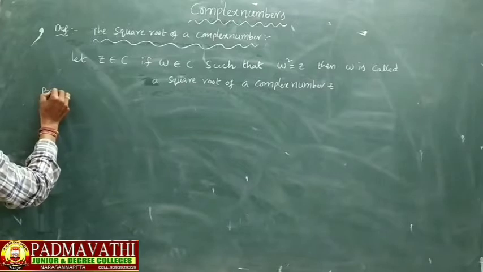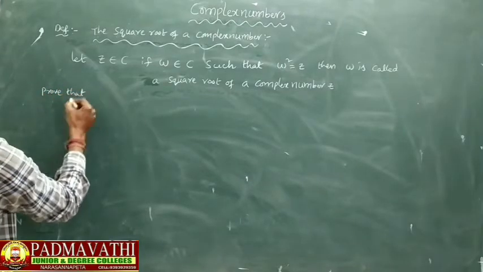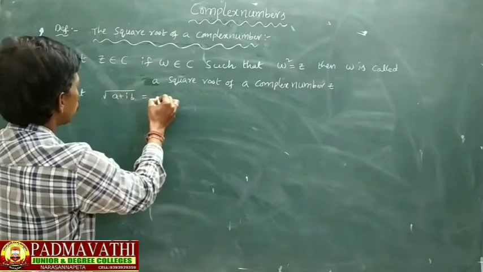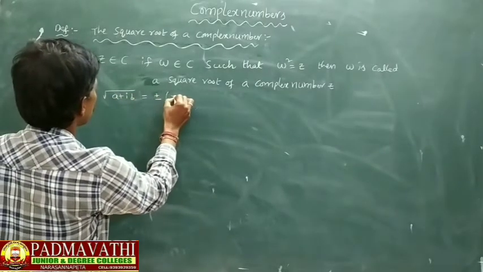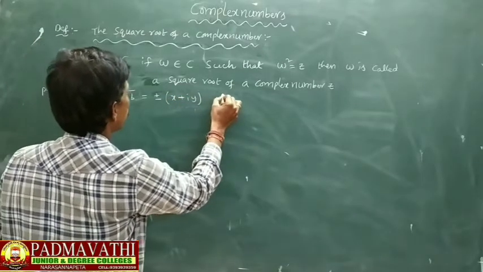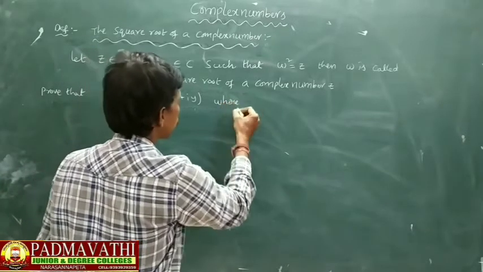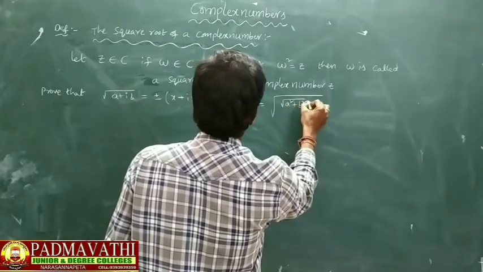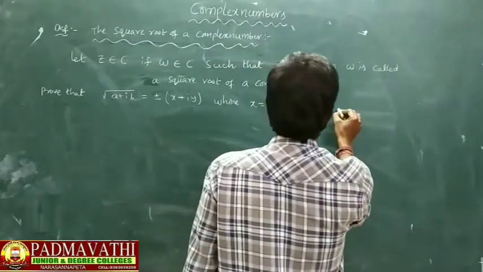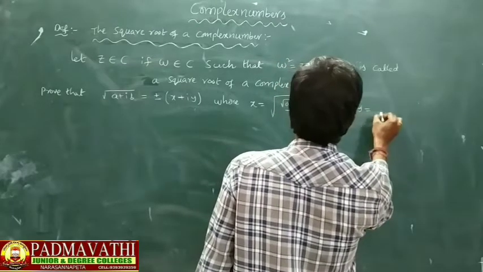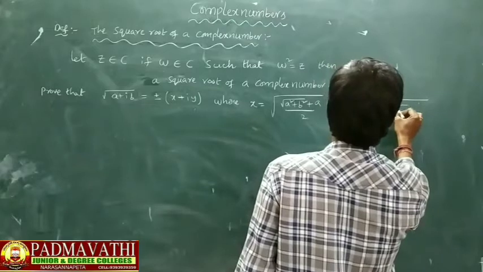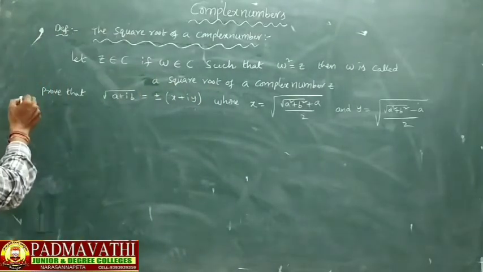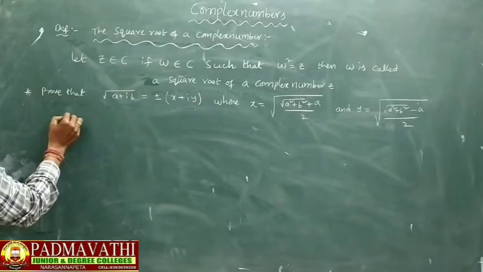Now prove that the square root of a plus ib equals plus or minus (x plus iy), where x is equal to the square root of (root of a square plus b square, plus a) by 2, and y equal to the square root of (root of a square plus b square, minus a) by 2. Proof.